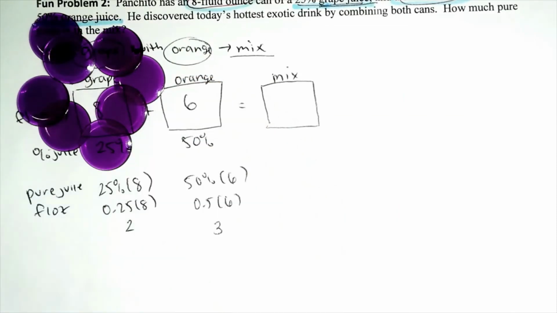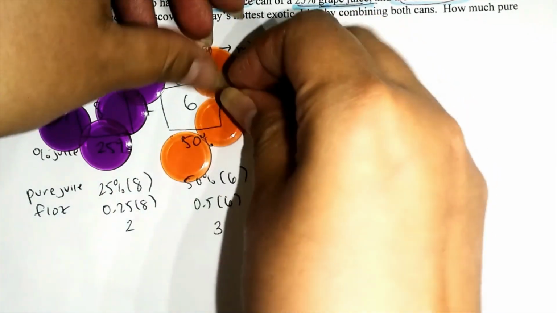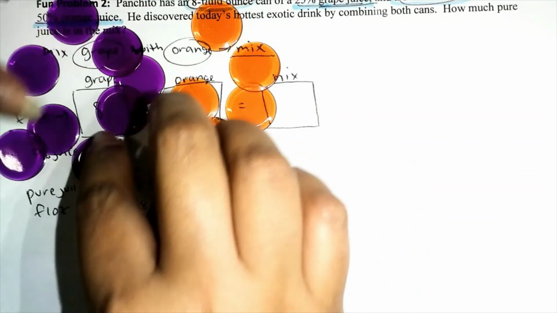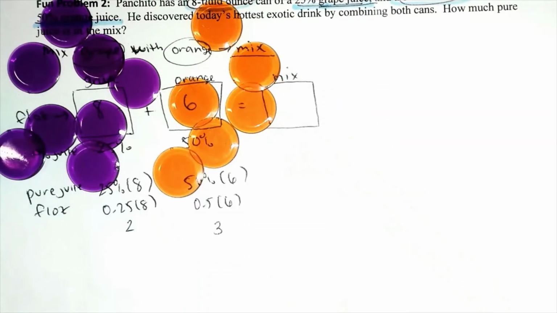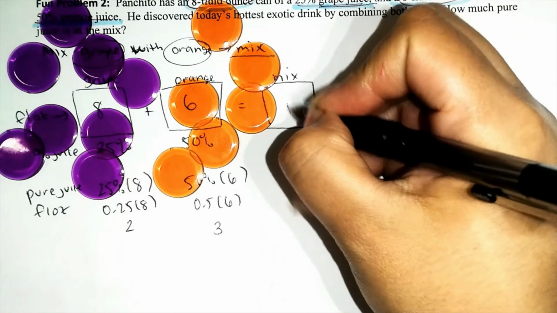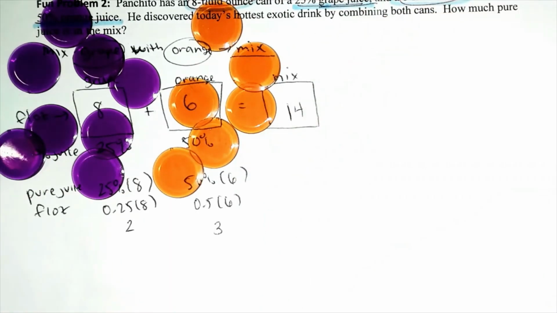Okay, cool. We got 8 of the grape, and then we got 6 of the orange. Is this a good mix? Of course it's not, but these are the only colored discs that I have. So when I toss these two, we got 8 in one, 6 in the other. That's gonna give us a grand total of 14. So we're gonna have 14 ounces of liquid in the mix. But the question is, how much pure juice do we have?